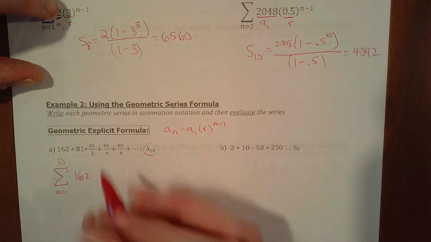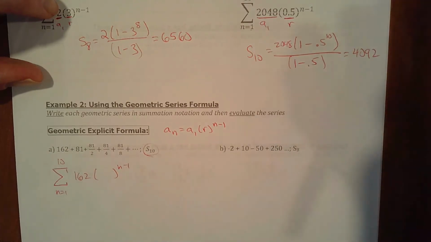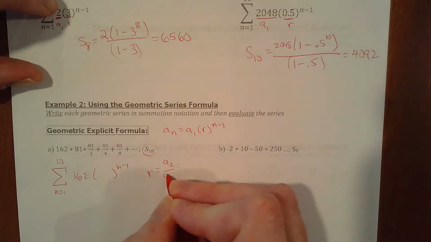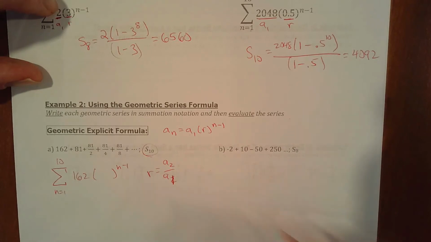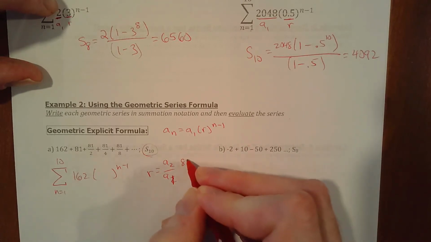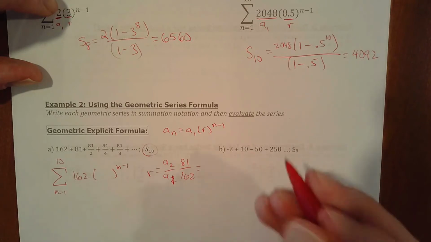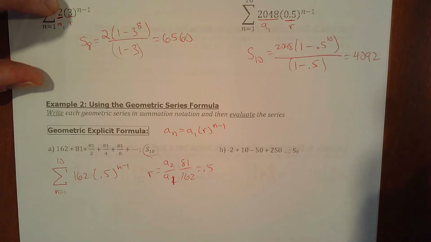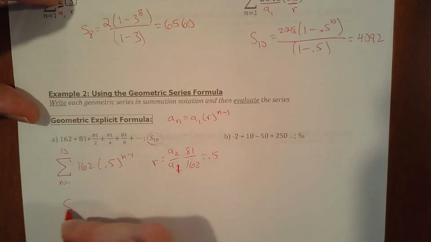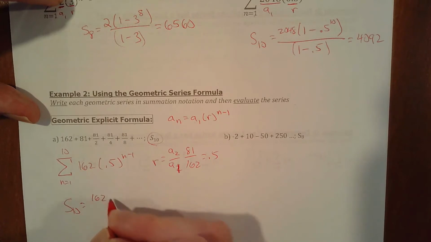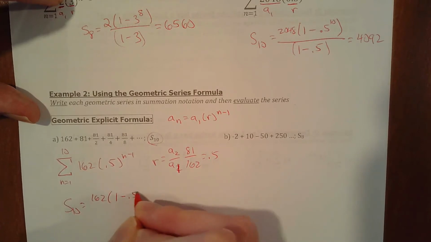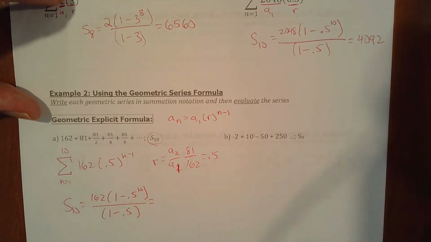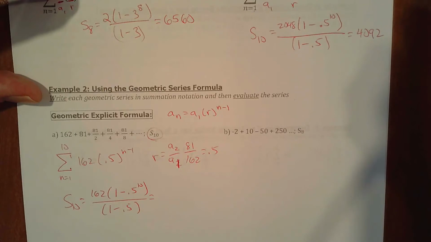Now I'm trying to figure out what the formula is. Well, a sub 1 is 162, so what is r? If you remember, the fastest way to find r is to take any term divided by its previous term. So if I took 81 divided by 162, I'm going to get my r, which in this case is 0.5. So when I go to find the sum of the first 10, it's a sub 1 times 1 minus 0.5 to the 10th power, all over 1 minus 0.5. So stop here and put that in the calculator.